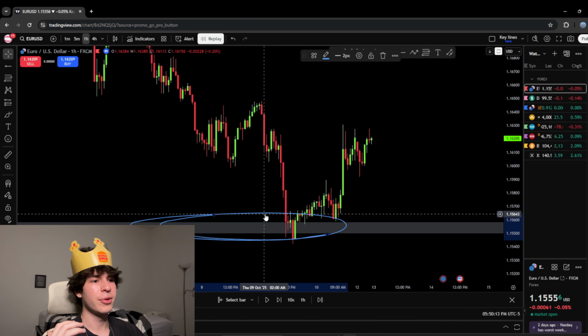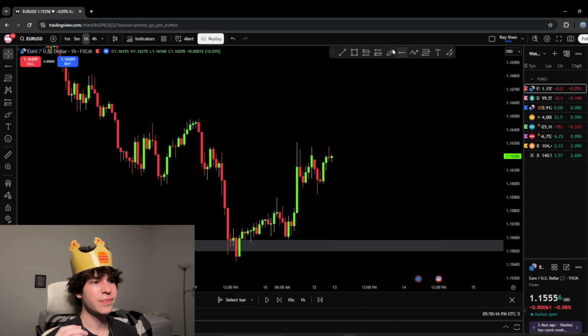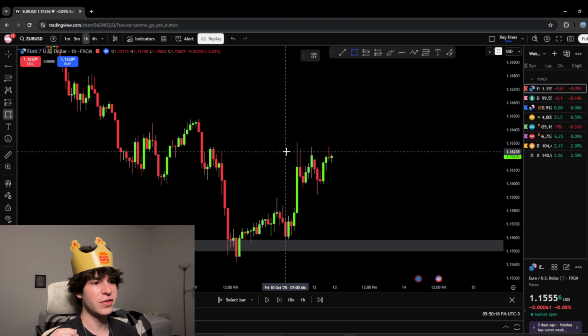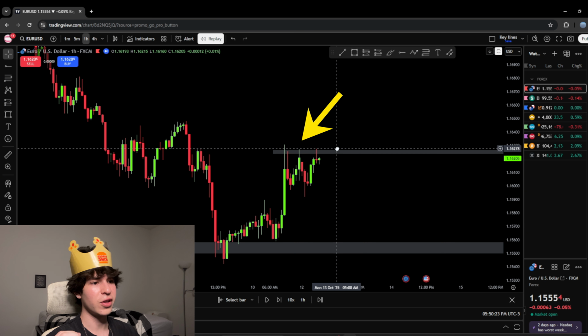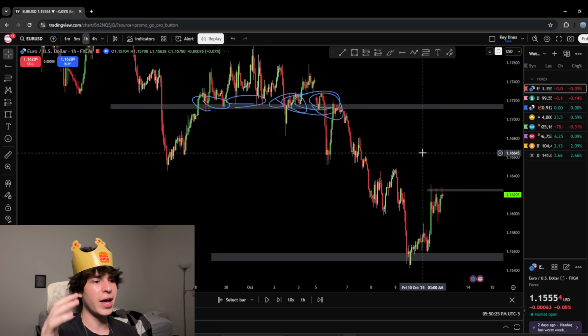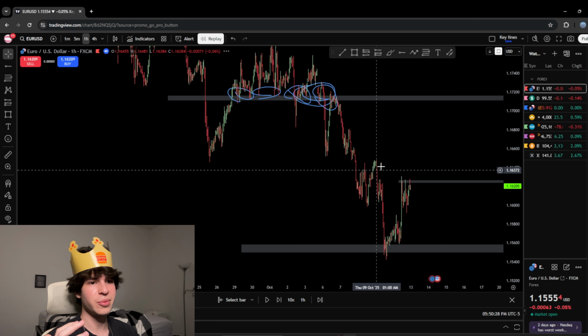So guys, now I'm going to hop on the 1 hour, see if I can identify any more zones. As we can see, guys, there is sort of a zone right here. This is a very nice little level of resistance. So we can see, guys, every single time we're hitting against this, we've held completely. So if my overall bias was down and I got some sell confirmation, I could see myself selling right here.